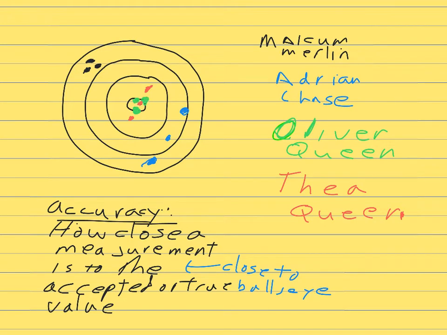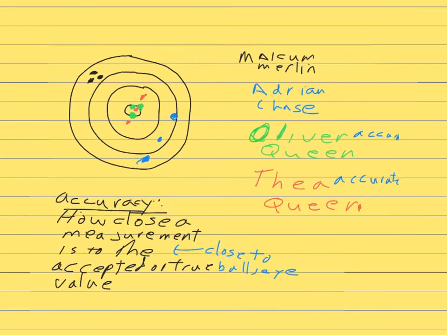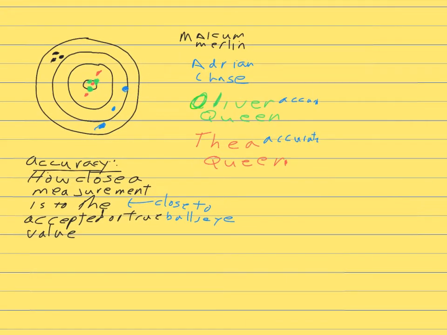So we could say that Oliver Queen's shots were very accurate. And we could say that Thea Queen's shots were also very accurate. But is that all you want when you're shooting or taking a measurement? Do you just want your measurements to be close to the correct value, or do you want them close to each other?